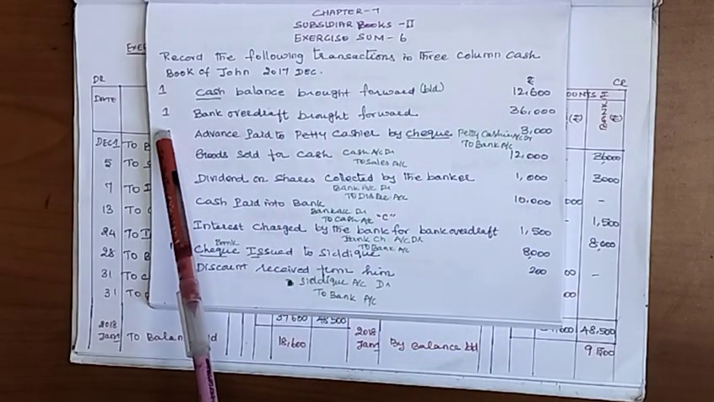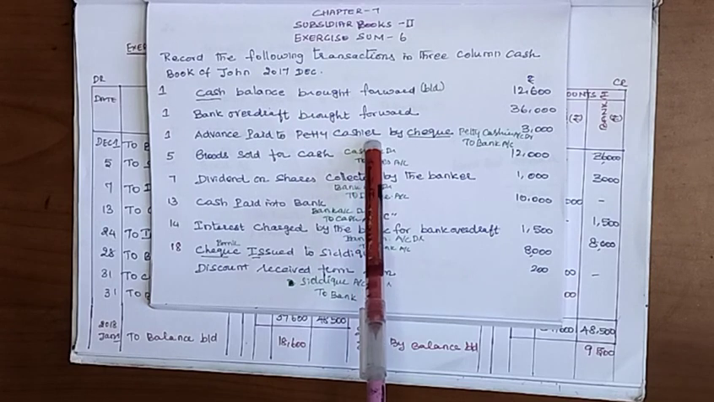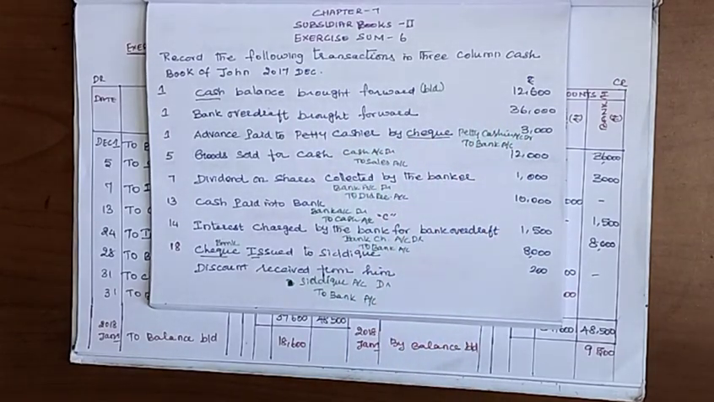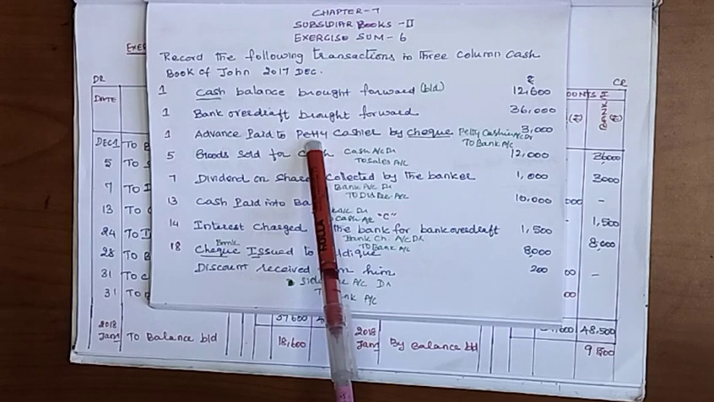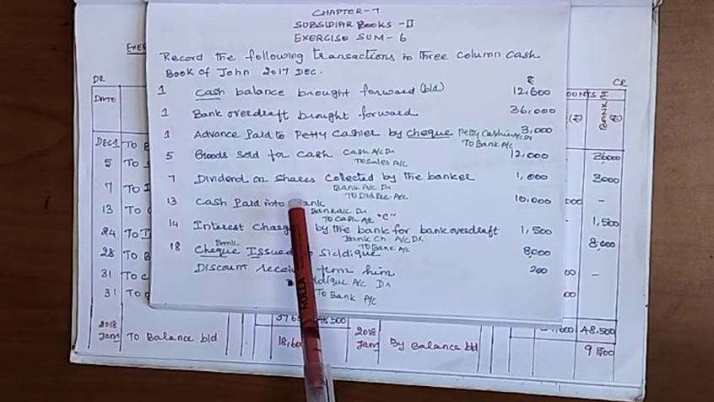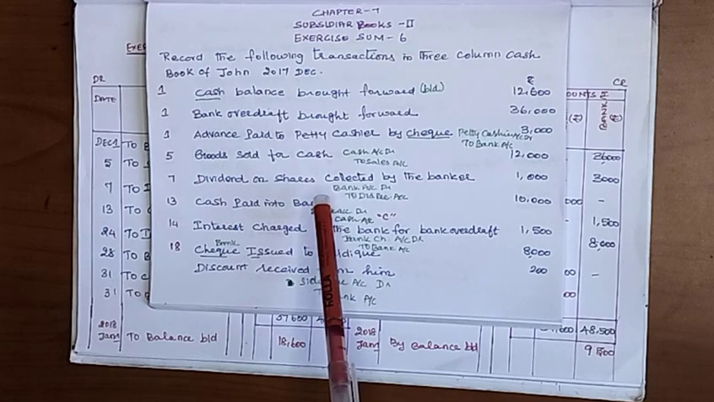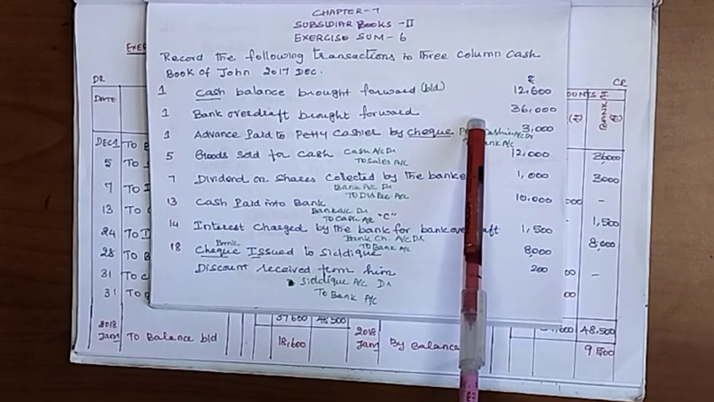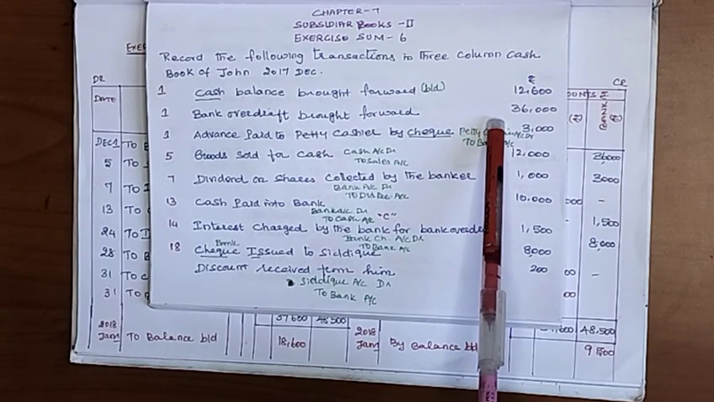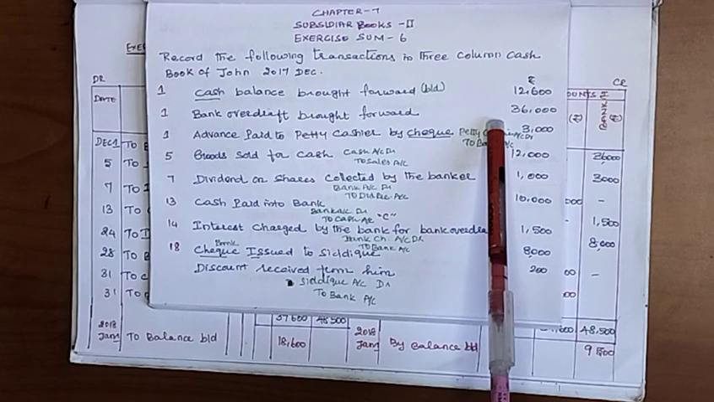Then December 1, bank overdraft brought forward 36,000. If they give cash at bank, which means bank balance, then we enter it on the debit side, bank column. Bank balance means we have cash in our bank account. But in this transaction, they gave the bank overdraft brought forward 36,000 rupees, which means we have liabilities or a loan from the bank, or we borrowed a loan from the bank.